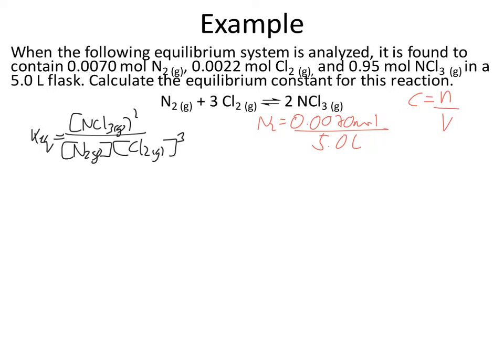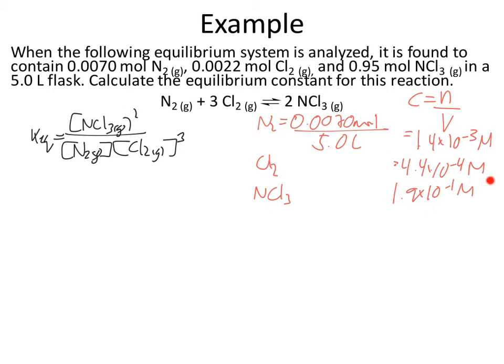So in this case, for N2, we're going to get 1.4 times 10 to the negative 3 mole per liter. For Cl2, we're going to do the same thing, so 0.002 divided by 5 liters, and we're going to get 4.4 times 10 to the negative 4 mole per liter, and for NCl3, we're going to get 1.9 times 10 to the negative 1 molar. Okay, so here we have our concentration values. Now what we're going to do is take these and sub them into our equation over here.